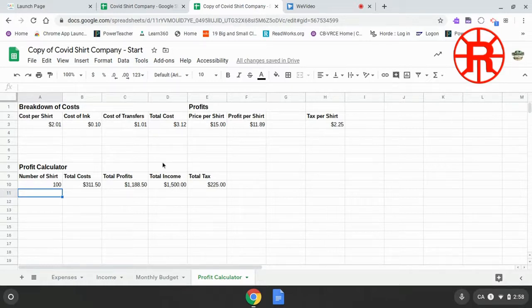Tax goes to the government, and then the profit goes into our bank account once we pay off our total costs. So this profit calculator we can now use to determine how much money we would make based on a given number of shirts that we sold.